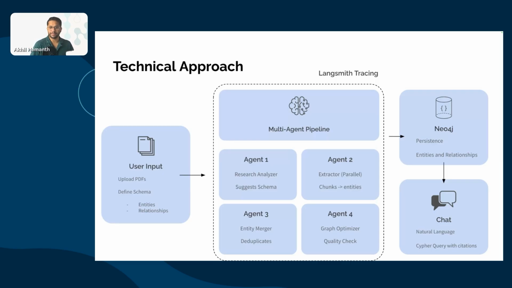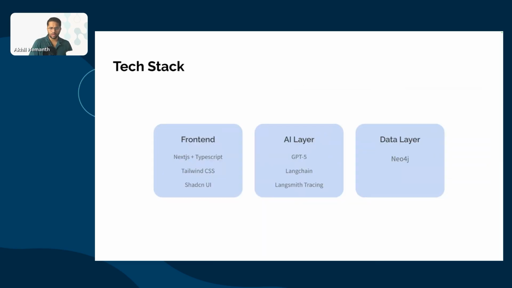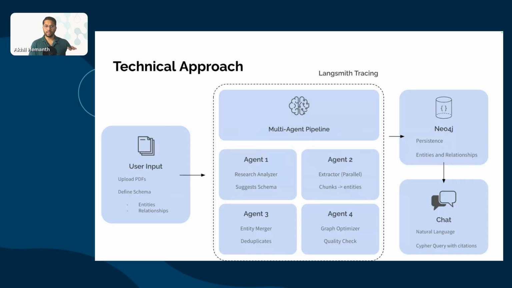In terms of the tech stack, this being a web app, we use Next.js and TypeScript with Tailwind CSS and Chat and UI. The AI layer is GPT-5. Oh, before that, I almost forgot. All of the multi-agents is also wrapped with Langsmith tracing.